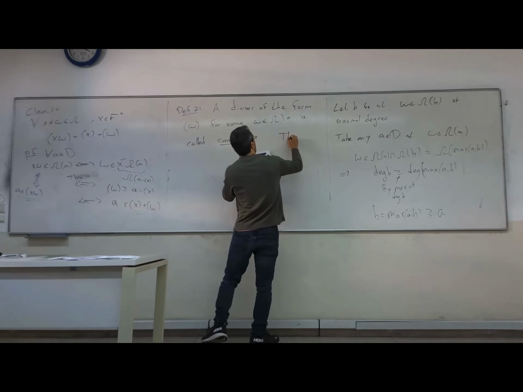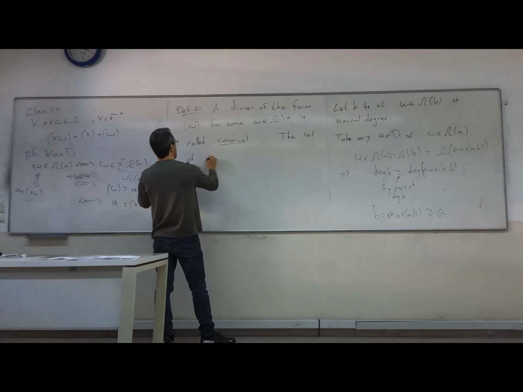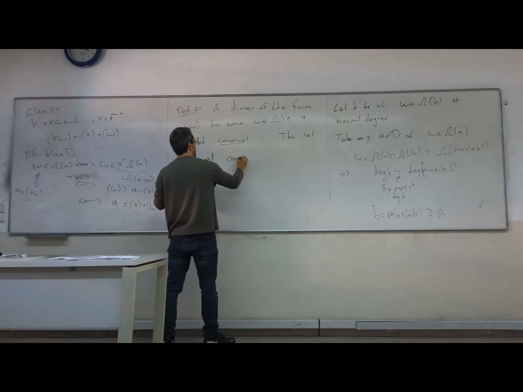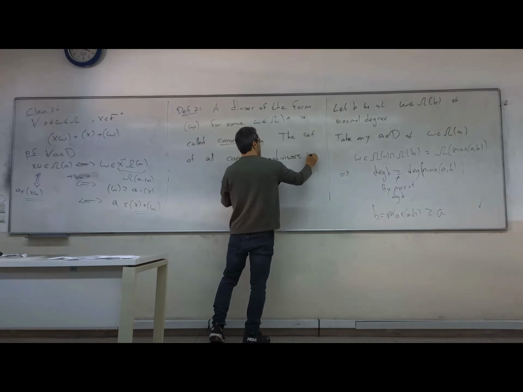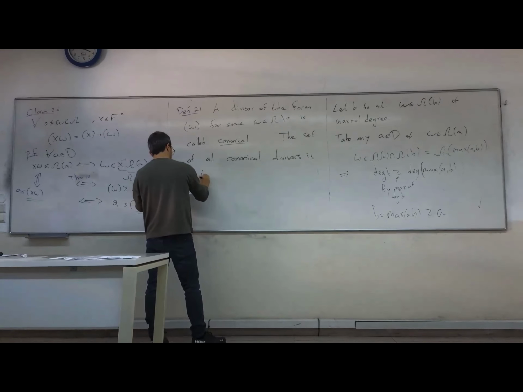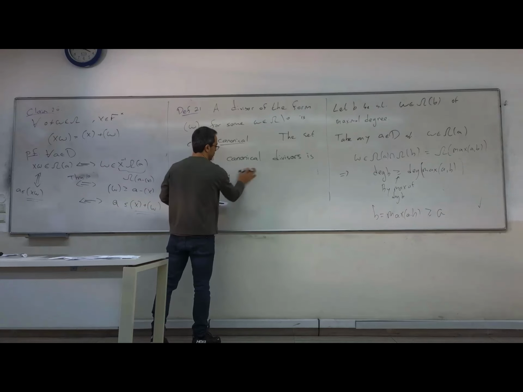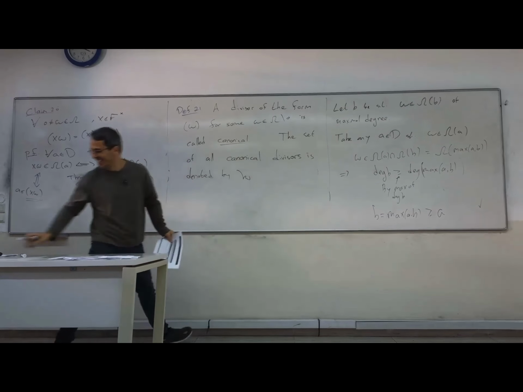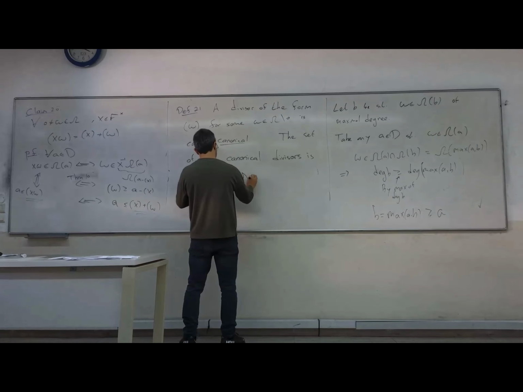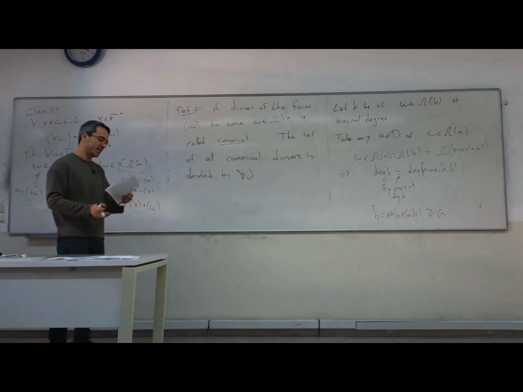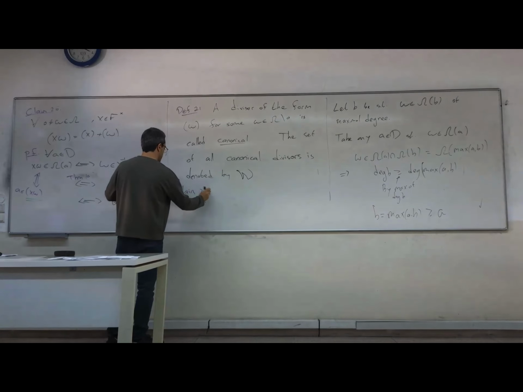And this set, just words here, definition: the set of all canonical divisors is denoted by this cool W. I don't know how to write it, I'll just try to copy it. Okay, it's a W. It's a cool W. You can see it in the notes. And okay, that's just the definition, but the claim will give you more information.